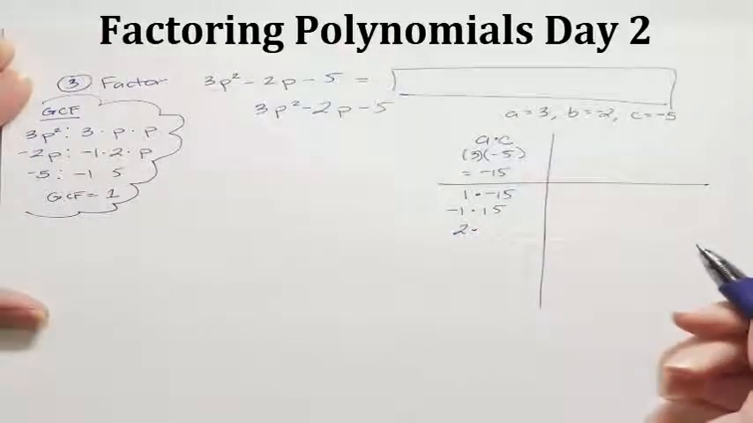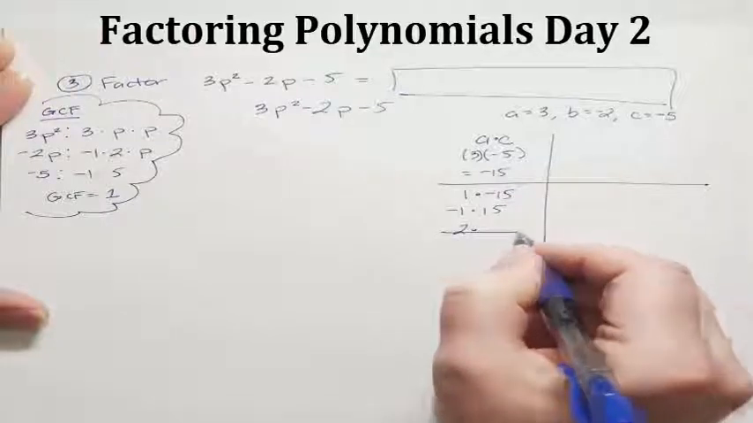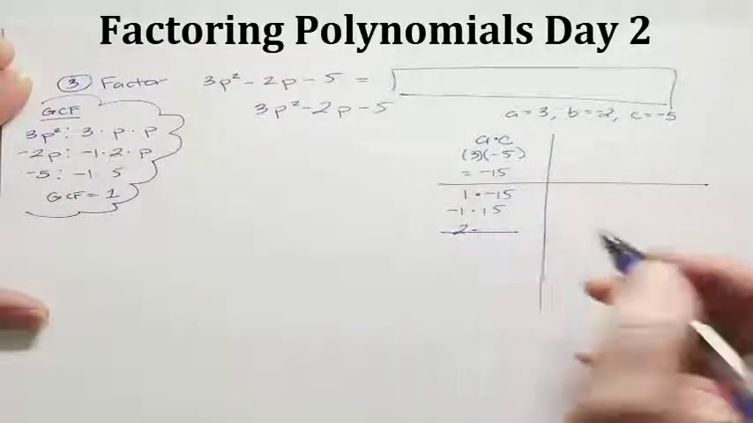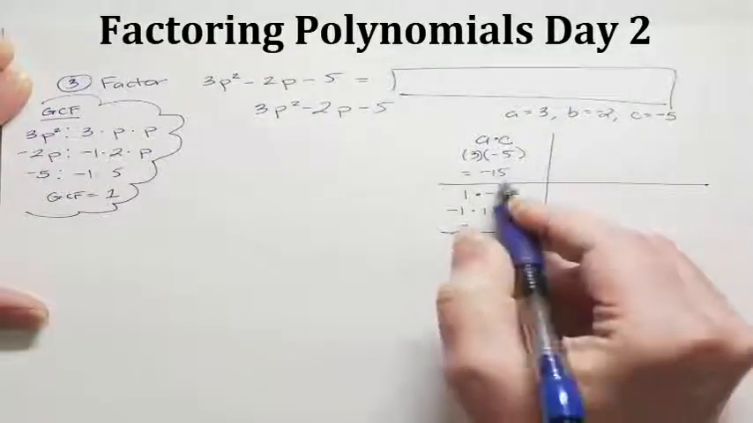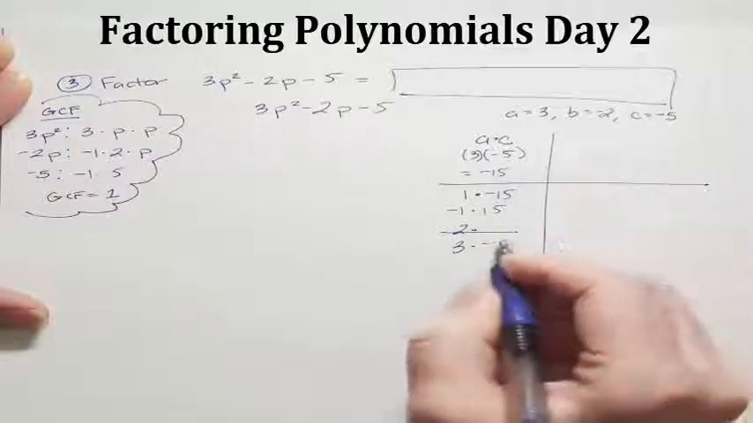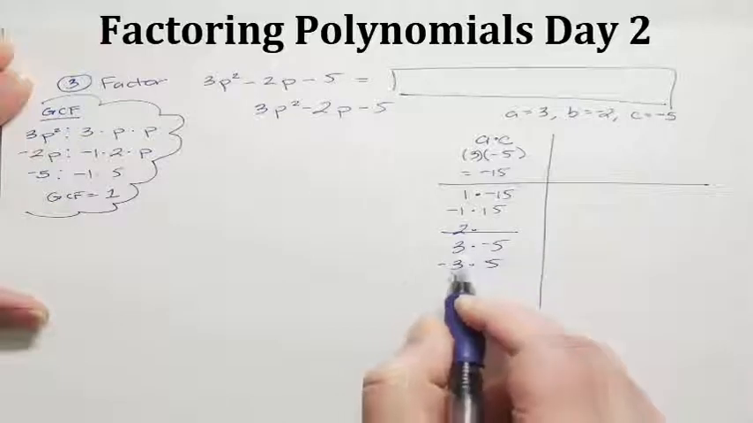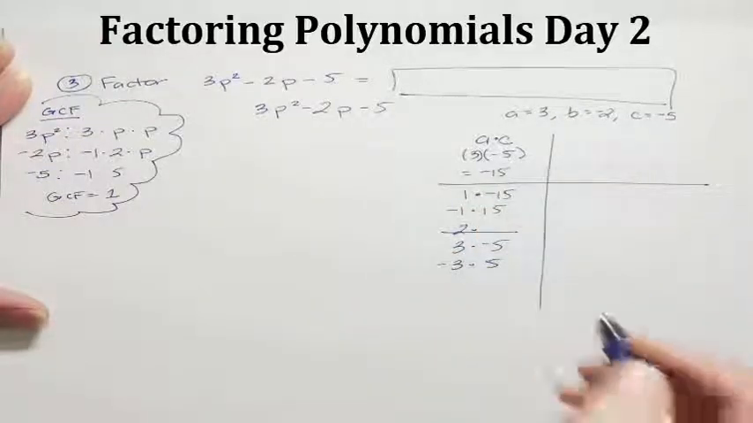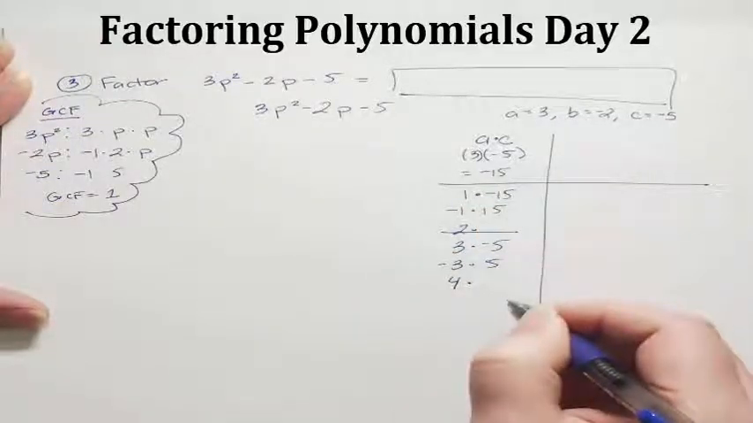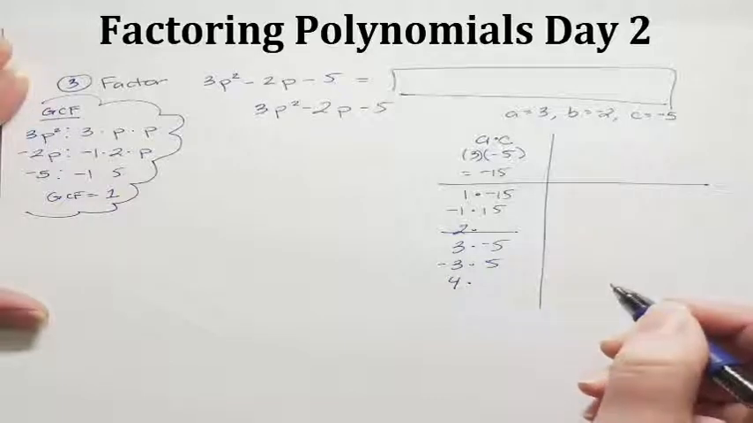And I check on my calculator. It doesn't have one either. So 2 doesn't work. So 1's, 2 doesn't work. 3. 3 times what gives me 15? Well, that's a negative 5. If that's when the 5 was negative, a negative 3 times a positive 5 will also give me a negative 15. So now I'm going to try my 4's. Use my calculator. 4's doesn't work.